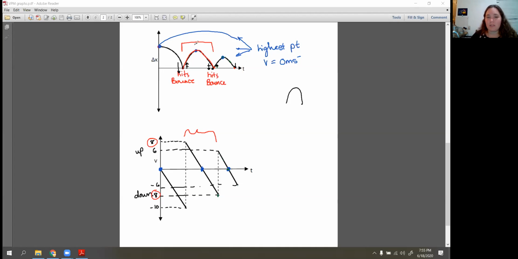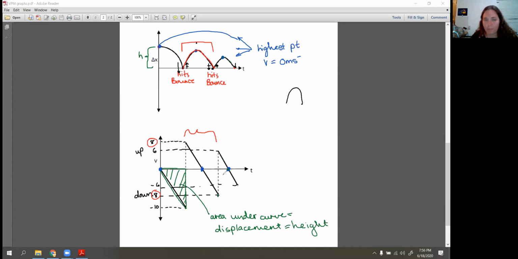A couple of important things that you've got to remember from this graph. If I want to know what height above the ground the ball was dropped from, I have got to look at the area under the curve. So this area under the curve here, depending on what our time is, equals the displacement, which will be able to tell us the height that it was dropped from.